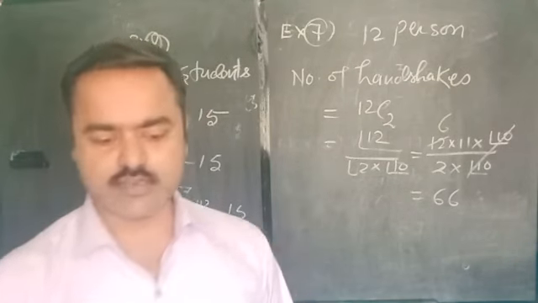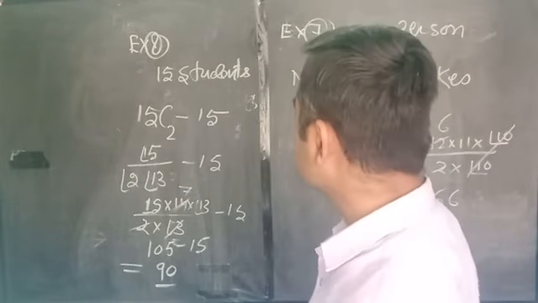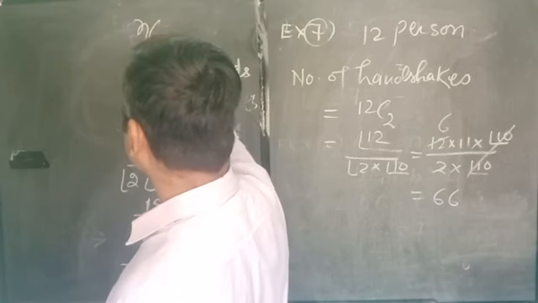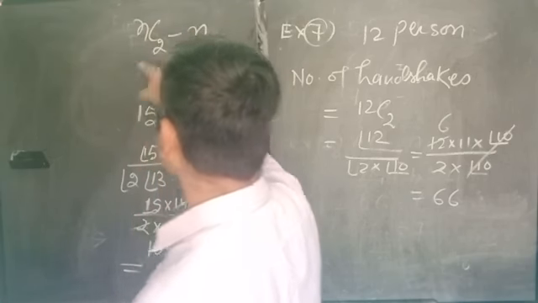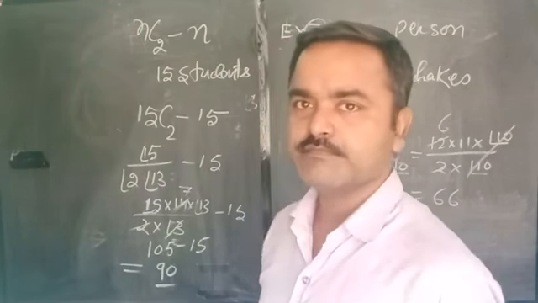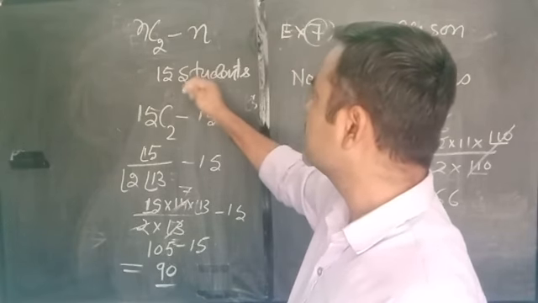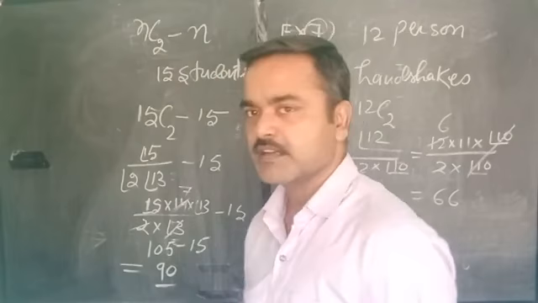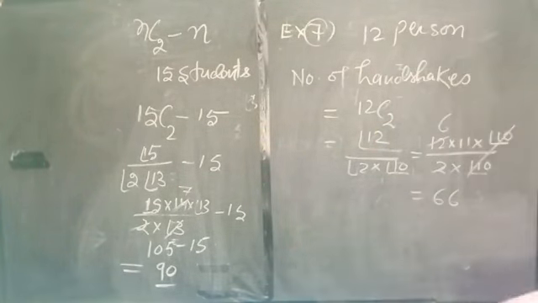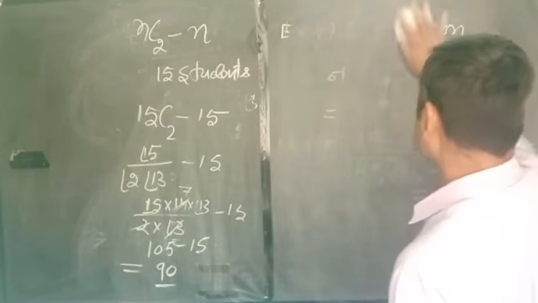And there is one formula also for this condition, and the formula is nC2 minus n. If out of n persons, any neighboring persons do not shake hands, then the number of handshakes is nC2 minus n. This is the formula for the condition.